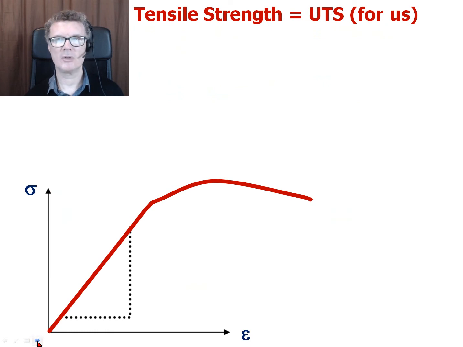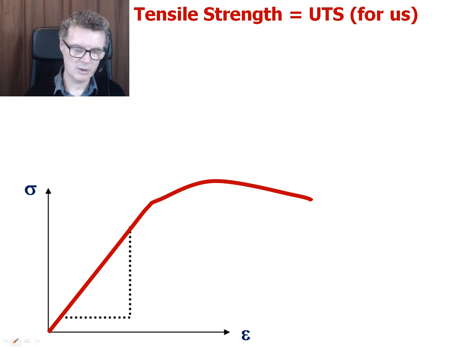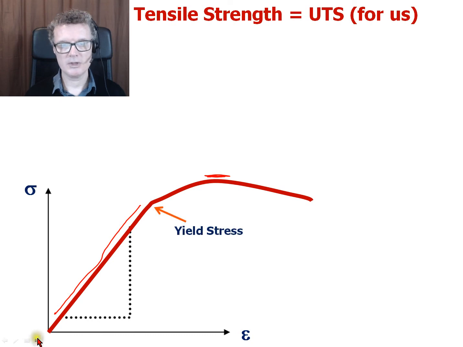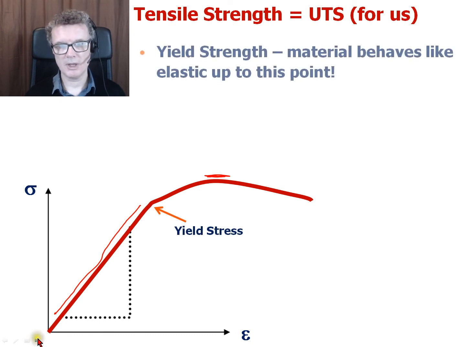So here I've got a stress strain plot. You can see that we've got this initial region here, where it's nice and straight. And then we've got this maximum point here. So where it's nice and straight, up to that point there is the yield strength.